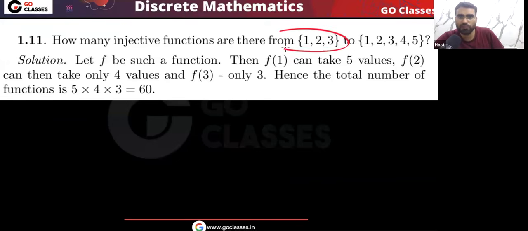So tell me the answer for this question. How many injective functions are there from 1 to 3 to 1 through 3, 4, 5? That we have already seen. 5 into 4 into 3. This we have already seen.